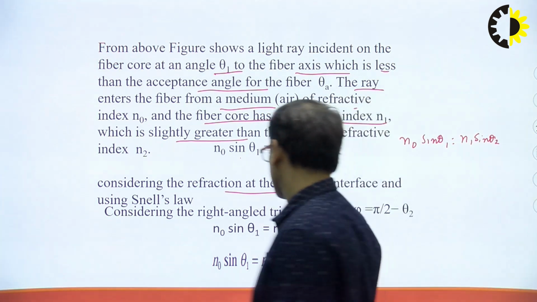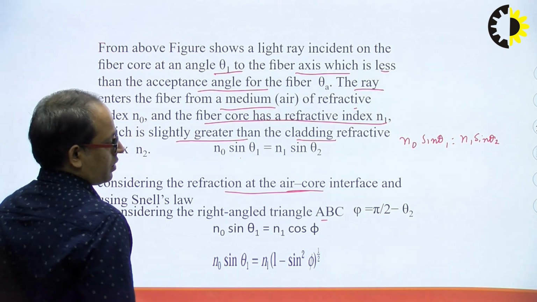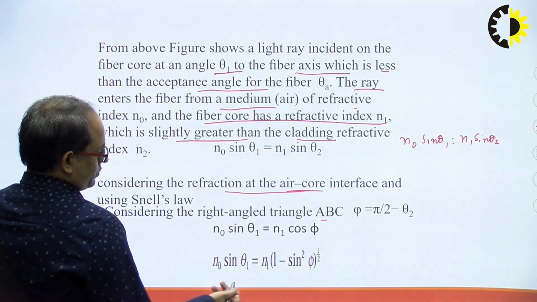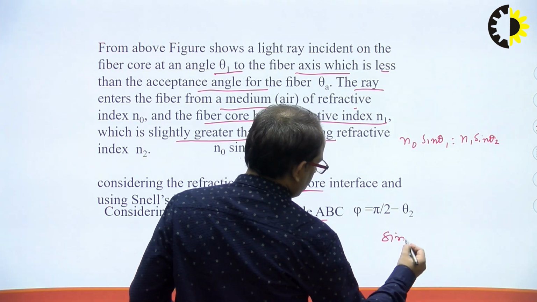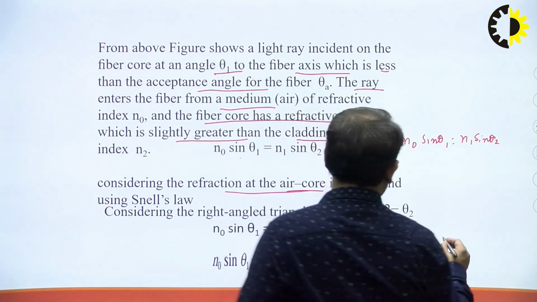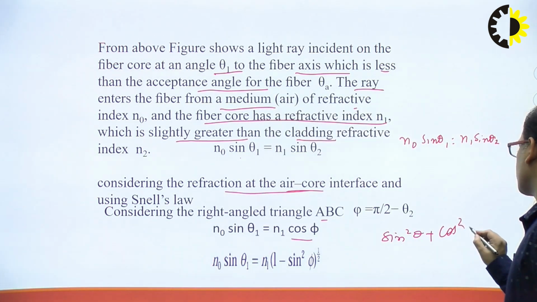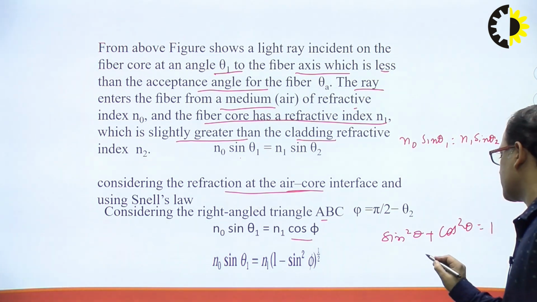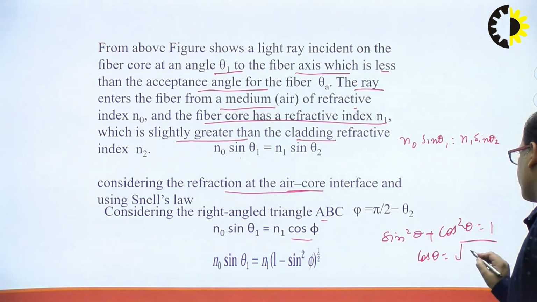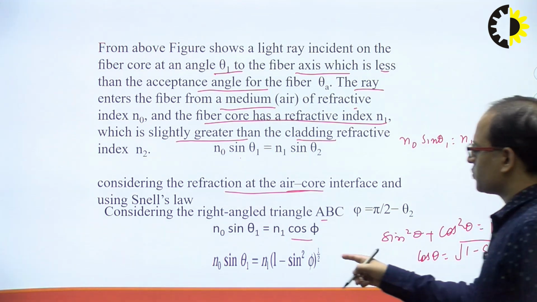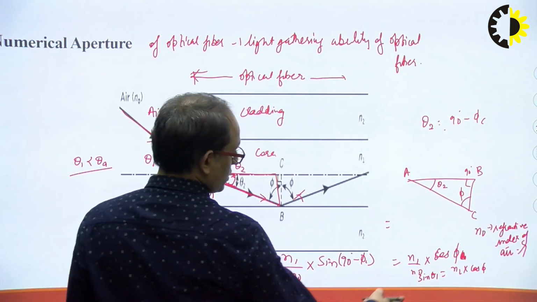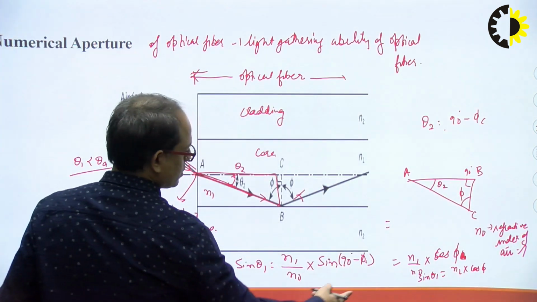Now see further, n naught into sin theta 1 equal to n1 into cos phi. Now just put this one. Cos phi is equal to what? As we know the trigonometric equation, sin square theta plus cos square theta is equal to 1, so I can say that cos theta is equal to the square root of 1 minus sin square theta. So just put this value here, the value of cos phi C.